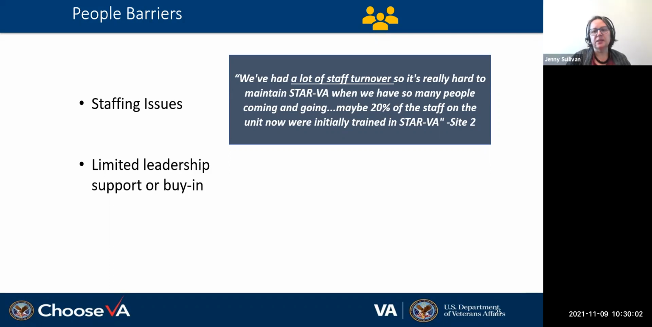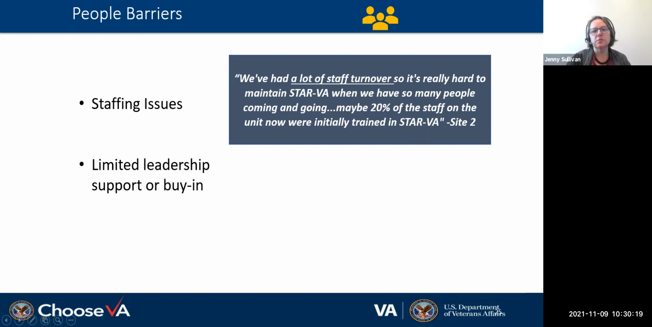11 sites discussed, actually I'll read the quote so that I don't forget about it. So we've had a lot of staff turnover, so it's really hard to maintain STAR-VA when we have so many people coming and going. Maybe 20% of the staff on the unit now were initially trained in STAR-VA.